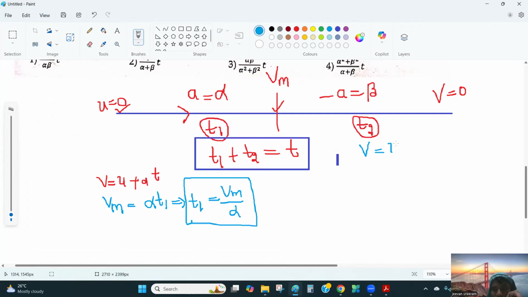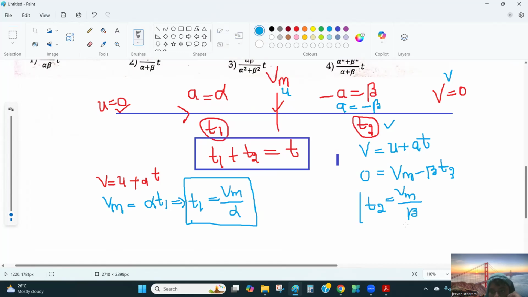V equals U plus AT. For the second portion, this is going to be U, this is going to be D. So V is actually 0, U is Vm. Here I got retardation; you have to substitute acceleration, not retardation. So minus A is beta means A is going to be minus beta. So substitute minus beta over here. This is T2, right? So from this, you can write T2 is equal to Vm by beta. We got T2 also.